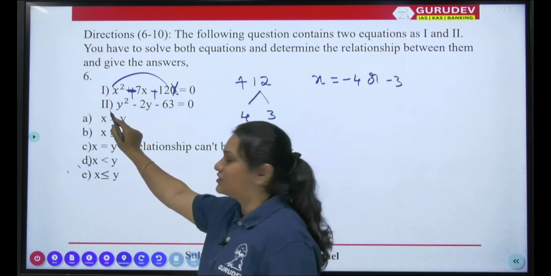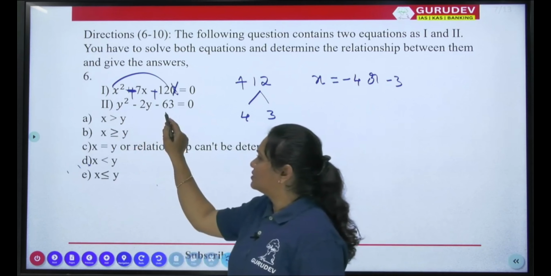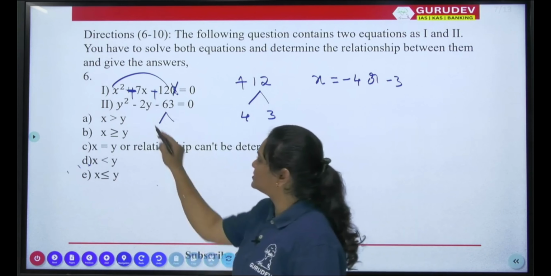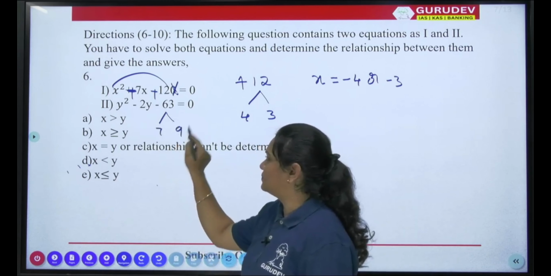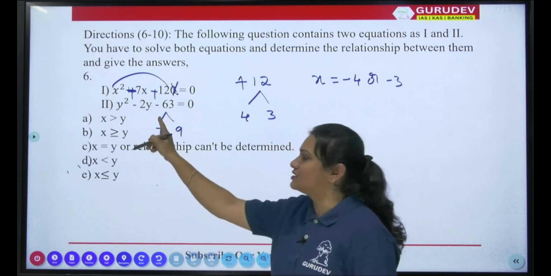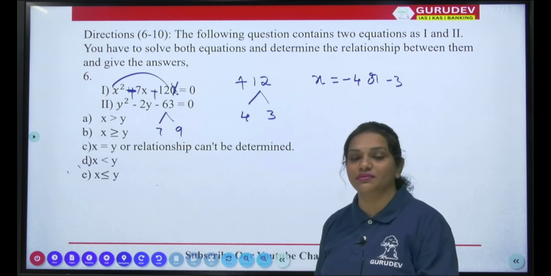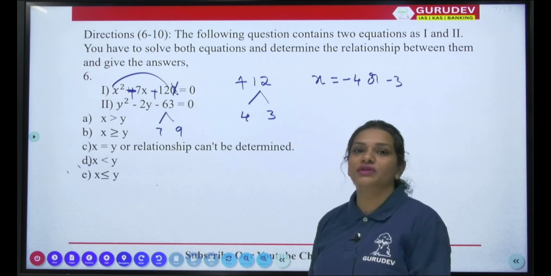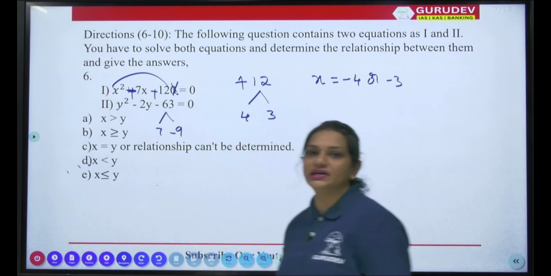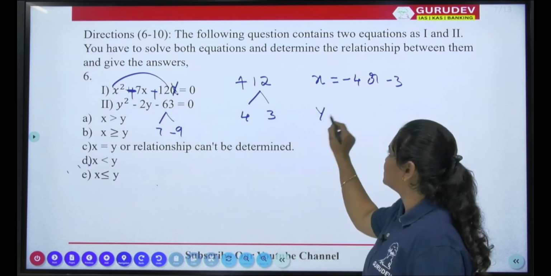Next, the second equation. In the case of the equation for y, 63 is there, right? So 63 is 7 9s, it is possible. But what we require here is -2, right? Since we want -2 here, if I do 9 minus 7, I'll be getting 2, but we require -2. So as we require -2 here, I can take 7 minus 9.